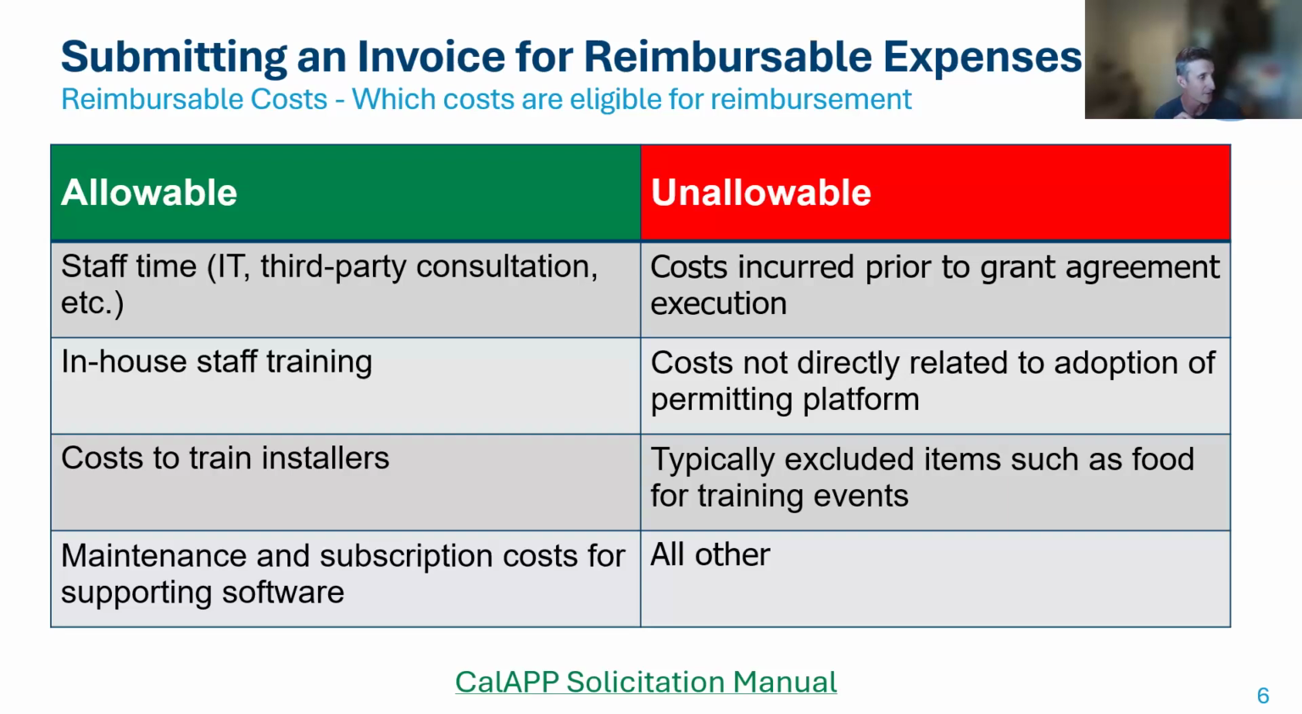The key point for unallowable expenses is that we cannot reimburse any activities that occurred before the grant was officially executed. Only activities performed after the execution date are eligible for payment. If your jurisdiction already uses a platform like CalAPP Plus or Symbian, some costs may still be reimbursable. For example, we can fund maintenance such as adding support for energy storage related permitting.